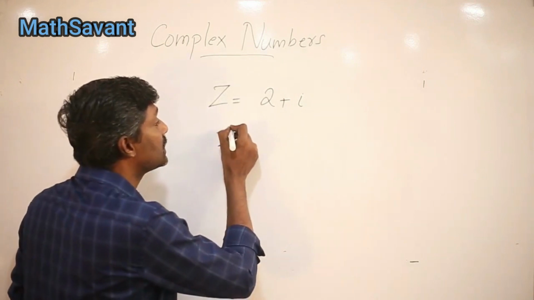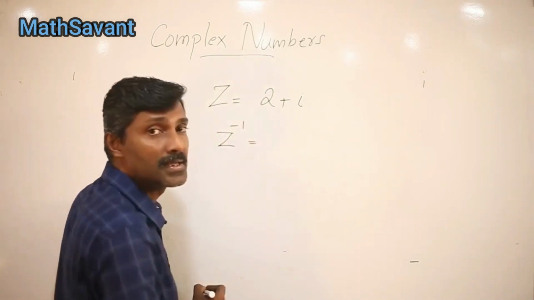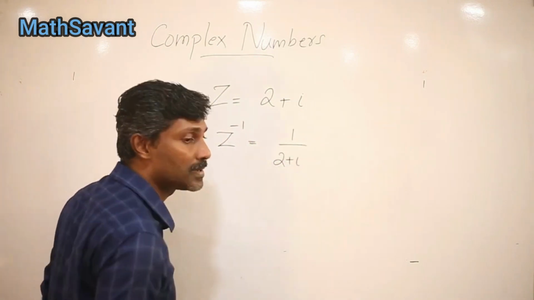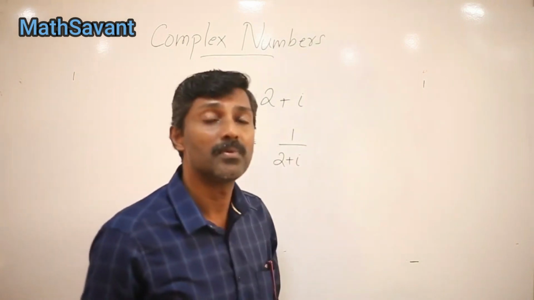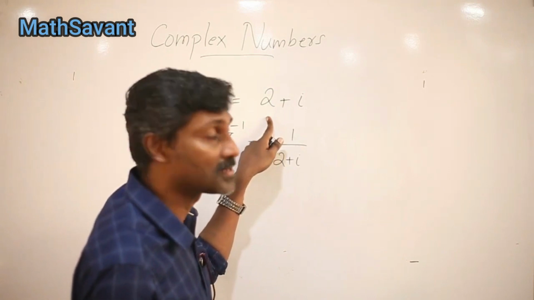It is nothing but Z raised to minus 1, or 1 by Z, right? So what is 1 by Z? It is 1 by 2 plus i. So 1 by 2 plus i is the multiplicative inverse of the complex number Z equal to 2 plus i.